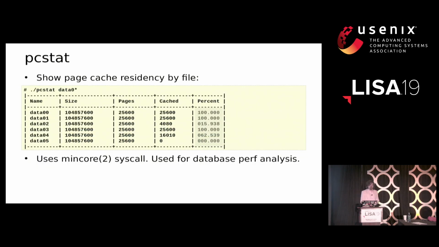Speaking of memory, here's another cool tool, pcstat. It shows page cache residency by file. This is used by database administrators, so I can see, are my data files in the page cache or not? This is a way to look inside the page cache. Instead of just talking about the page cache, what's in the page cache? It's pretty awesome.